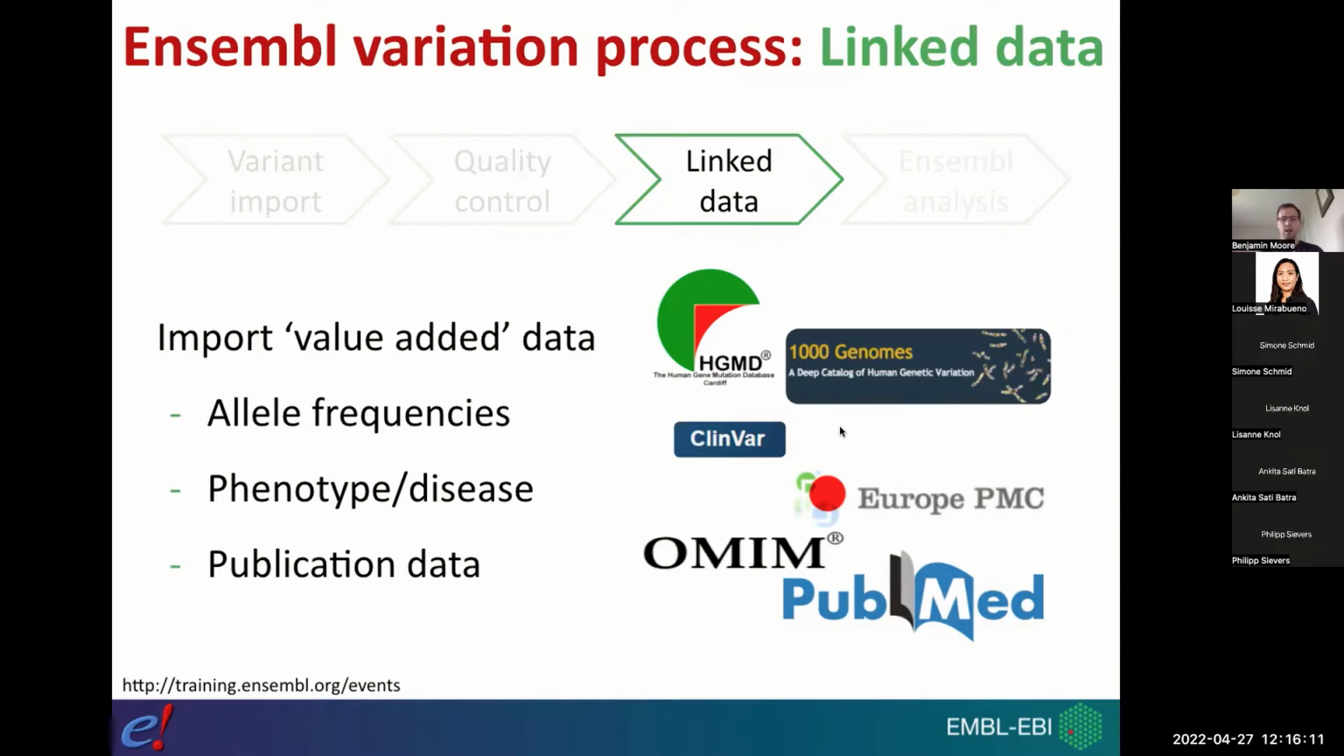So this is just a snapshot of some of the databases, for example. We might look to databases such as the 1000 Genomes Project to look for allele frequencies in different populations around the world. Phenotypes and diseases we often get from ClinVar, which again is a database hosted by NCBI that has information about clinical phenotypes and associations. And for publication data, we look to places like PubMed and Europe PMC.